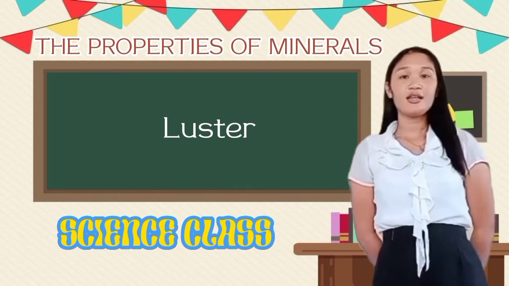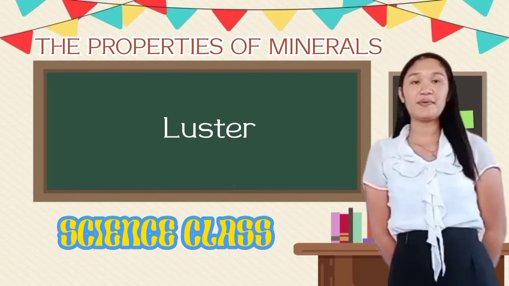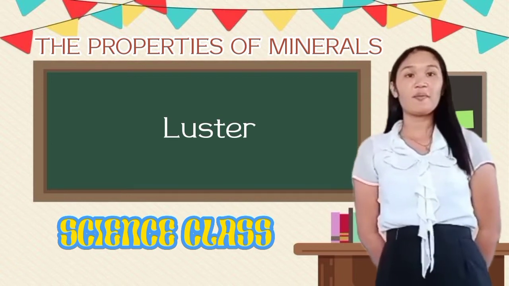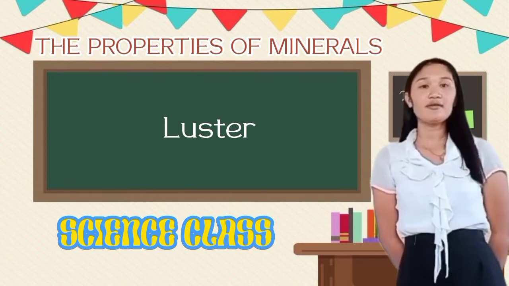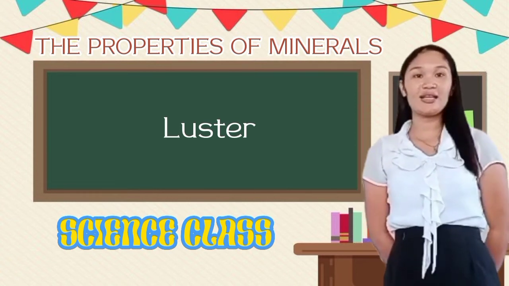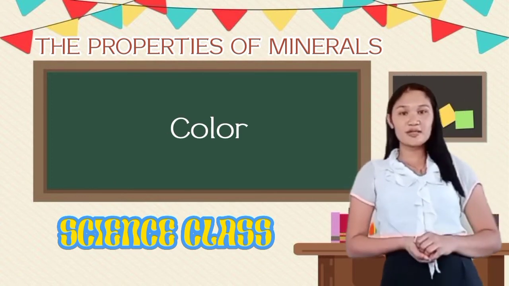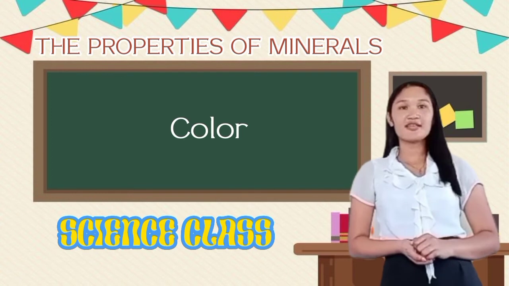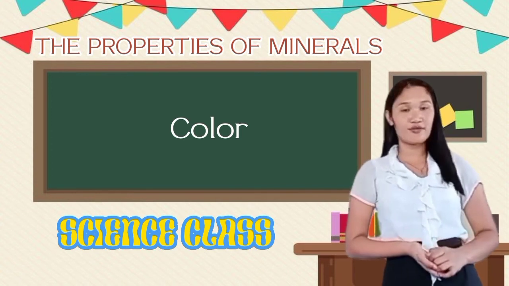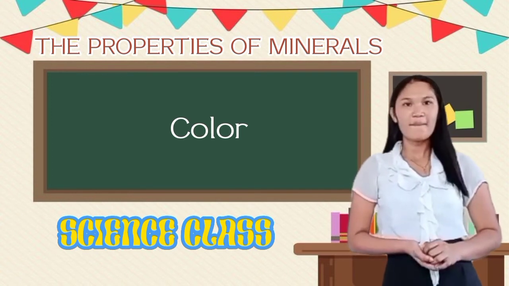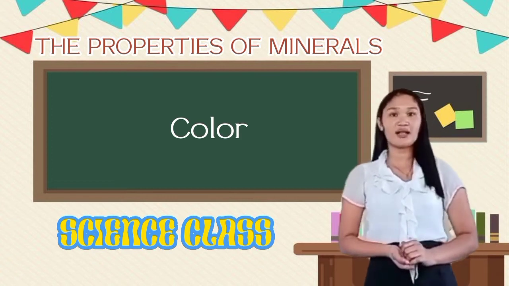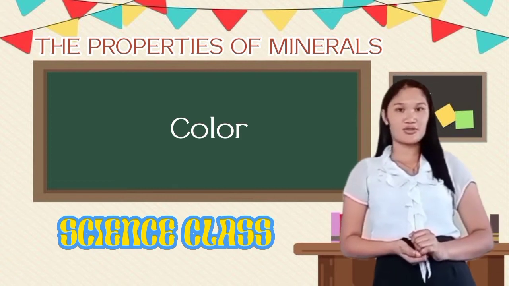Luster. The luster of the mineral describes the appearance of light reflected from a mineral surface. A mineral may be described as metallic, like polished metal. Color. It is the most obvious mineral property. It is not a reliable feature for identifying minerals because it can be altered by chemical impurities within its structure.